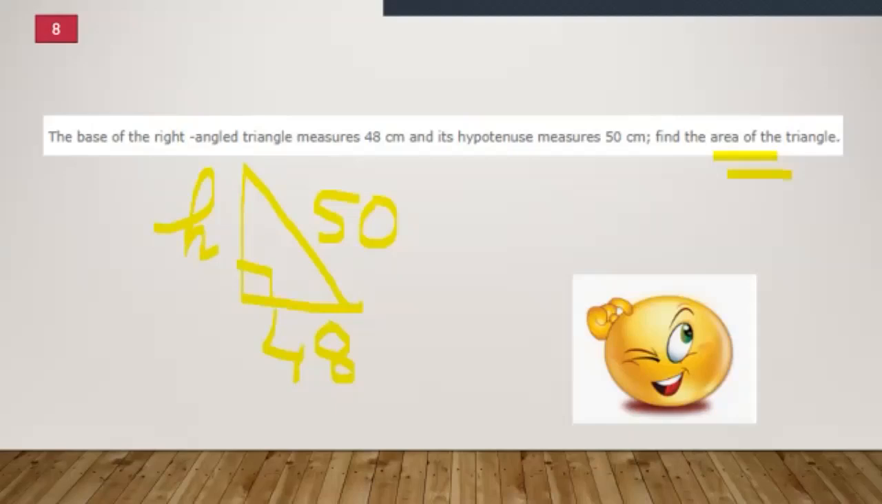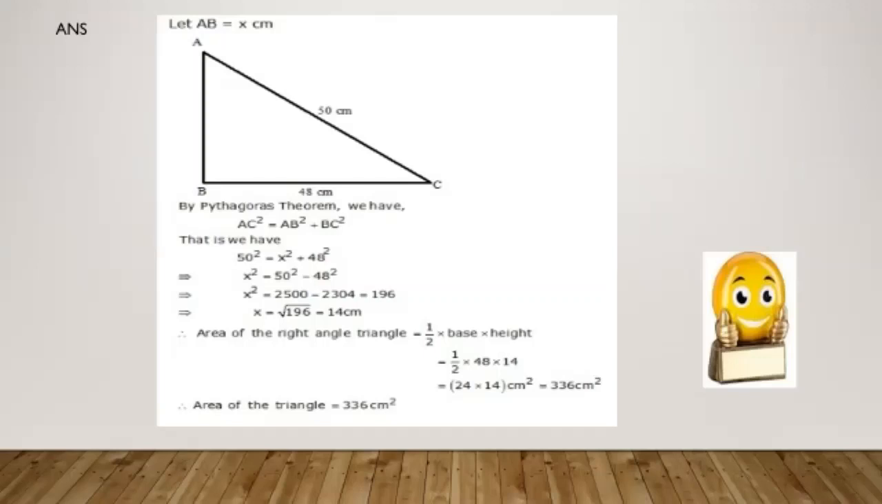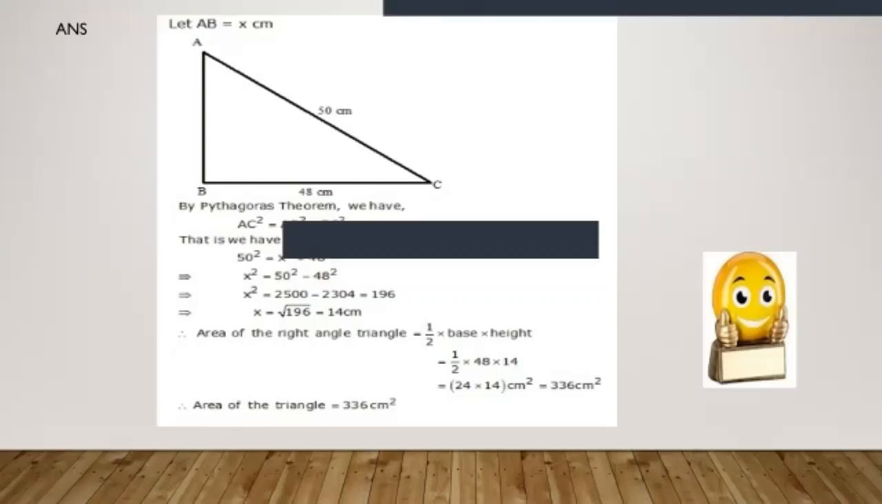What is H? 50 plus 48 into 50 minus 48. So root over 98 into 2. What is 98 into 2? 196. So the height is 14. Perfect.